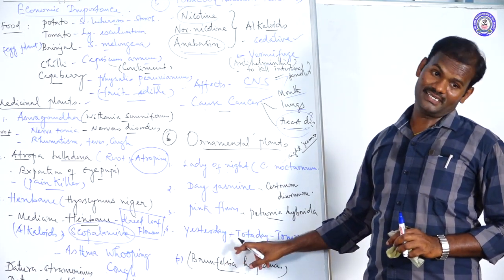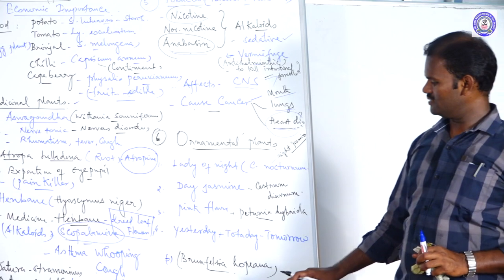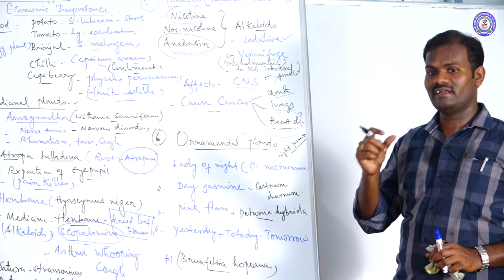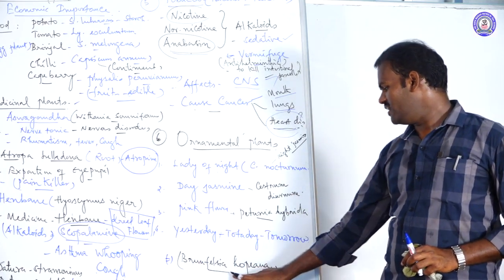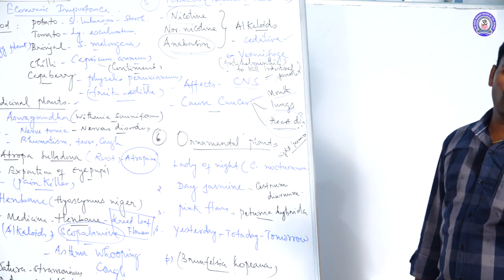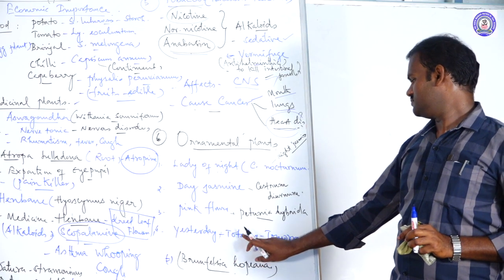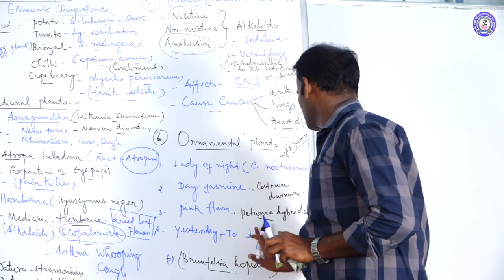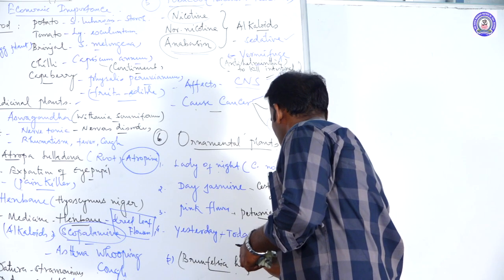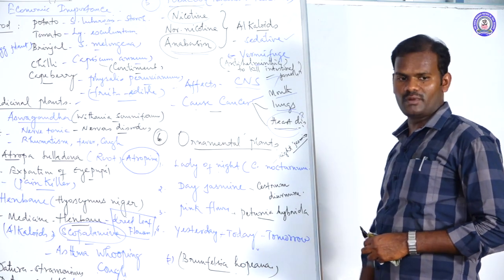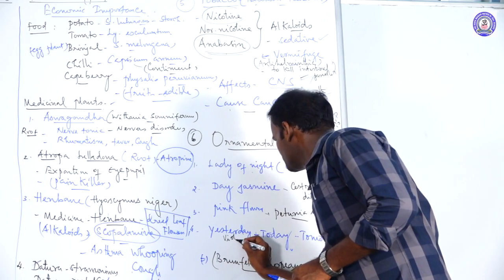Another one is the yesterday, today, tomorrow plant. Then why do we call it the yesterday, today, tomorrow plant? Because it changes its flower every day. Its binomial name is Brunfelsia hopeana. So it is commonly called the yesterday, today, tomorrow plant. I mean, yesterday it produced violet color.